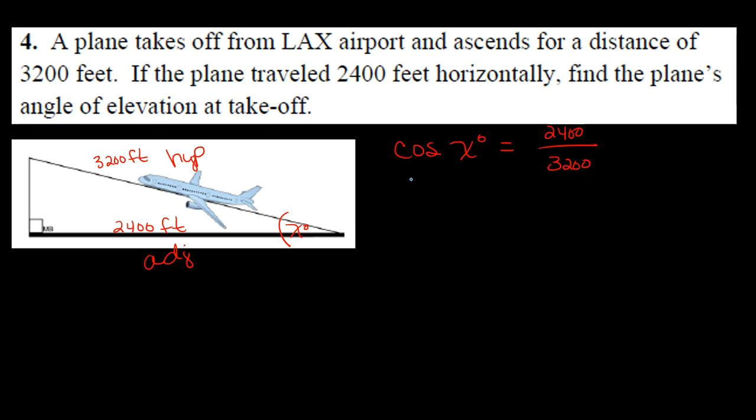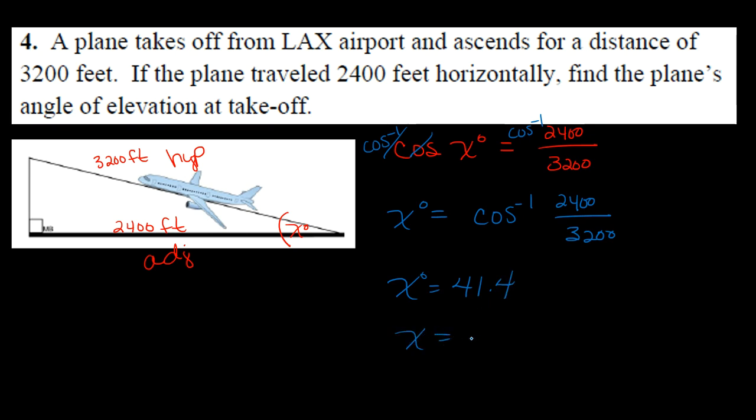Let's choose a different color now. We're going to do the inverse of cosine on both sides. That isolates x. So in my calculator, I'm going to do second cosine, the n over d feature, 2400 over 3200, and enter. We get about 41.4. So if we round to the nearest degree, x is 41 degrees.